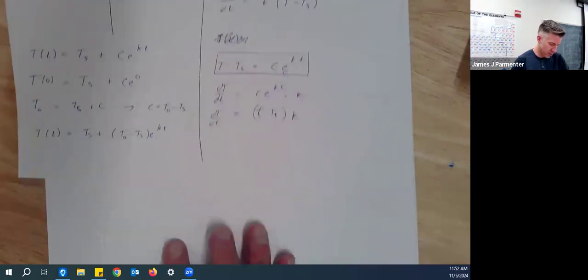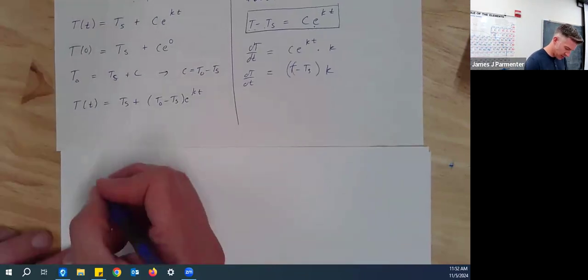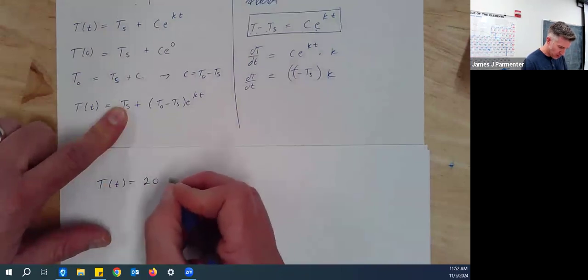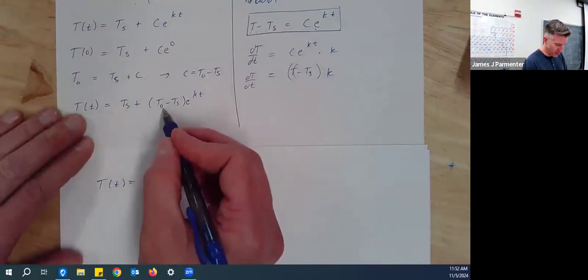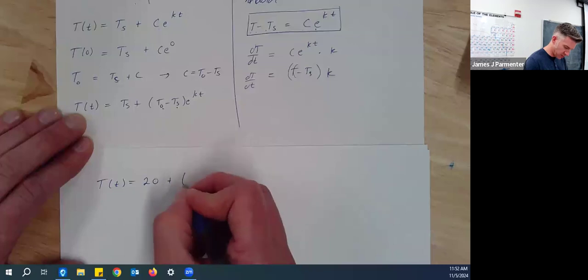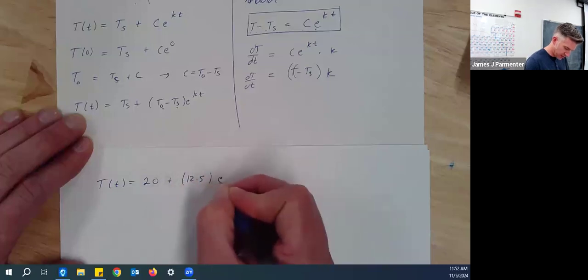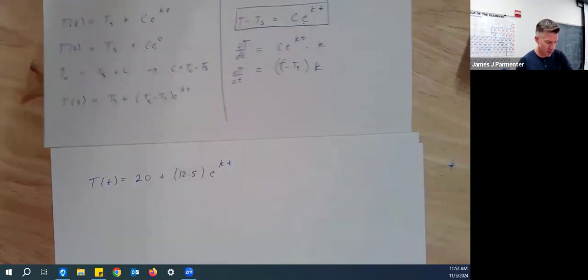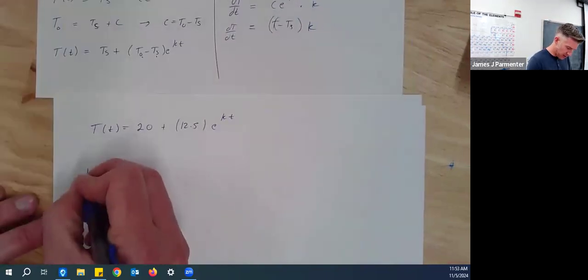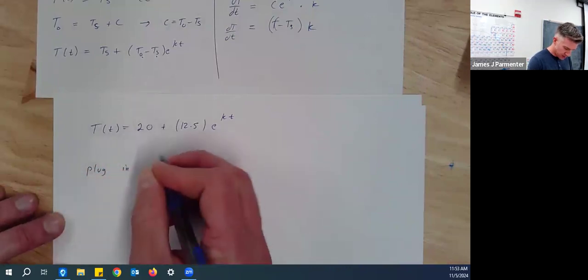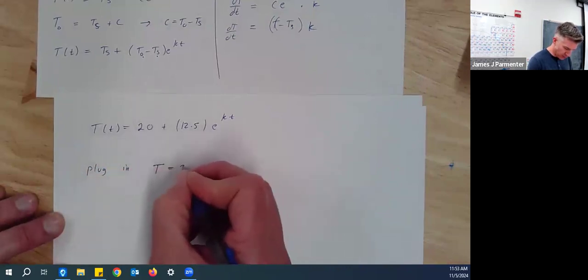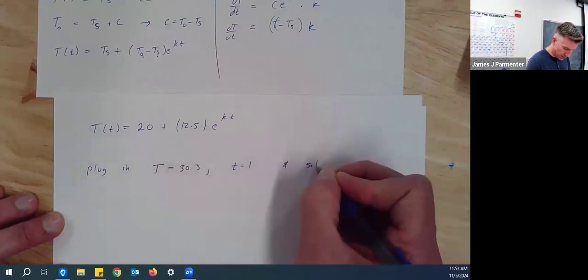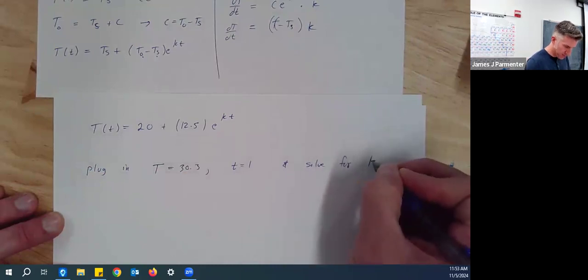So here's what our setup looks like. The temperature at time t is equal to the surrounding temperature, 20 degrees, plus our initial temperature, 32.5, minus the surrounding, 20, so 12.5, times e^(kt). Here's how we finish this off. I'm not actually going to finish it off; I'm going to tell you what to do. The next step is to plug in temperature equal to 30.3, time equal to 1, and solve for k.